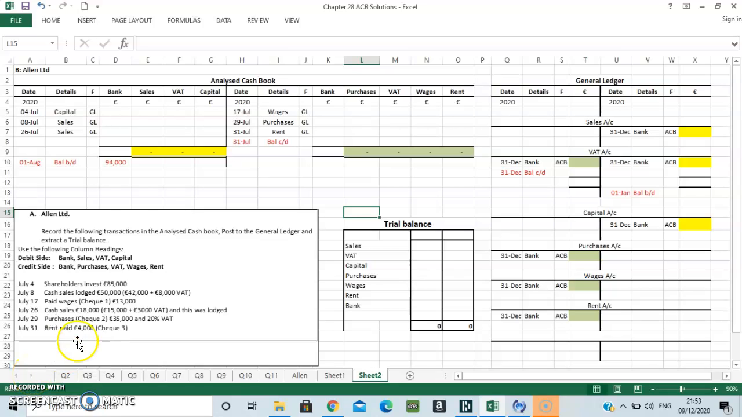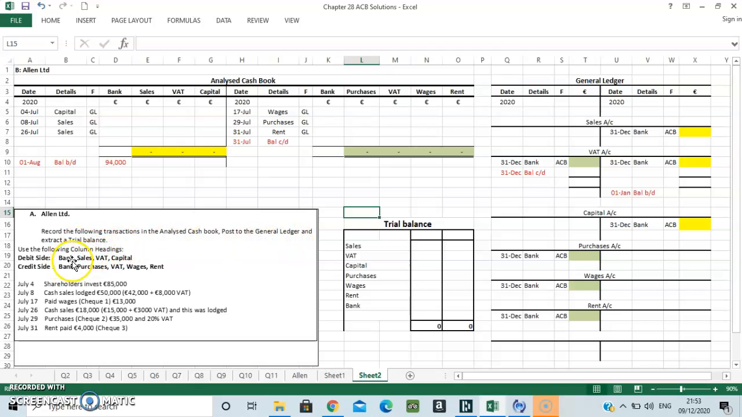Okay, so this video is going to go through a double entry bookkeeping question at Junior Cert level. Here's the question. It's about Allen Limited, and it says record the following transactions in the analyzed cash book, post to the general ledger, and extract a trial balance.